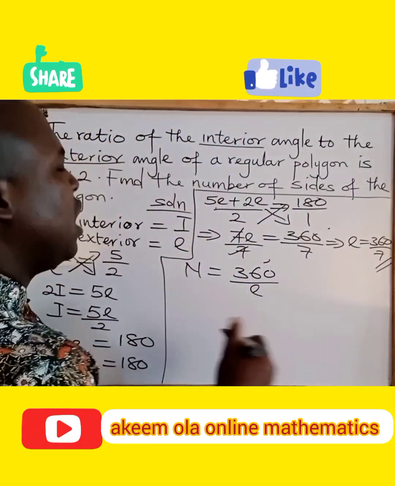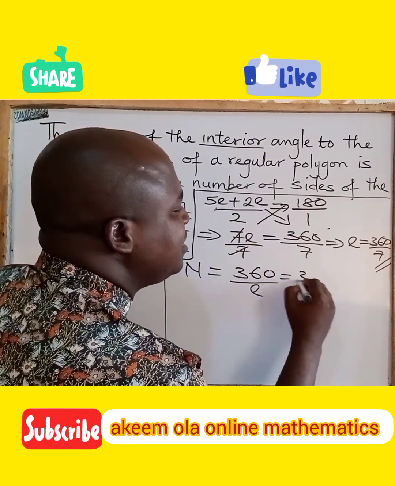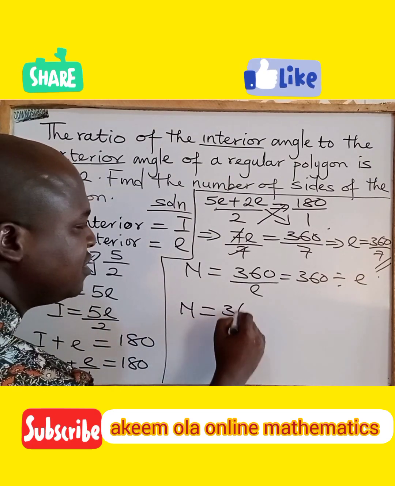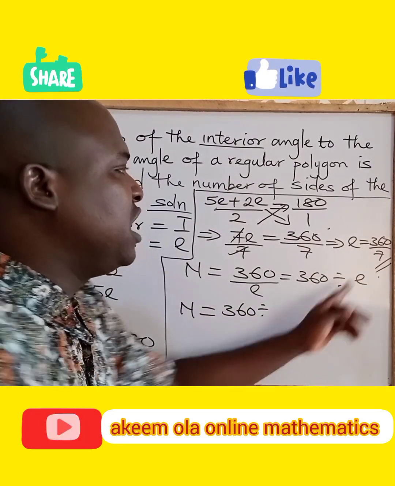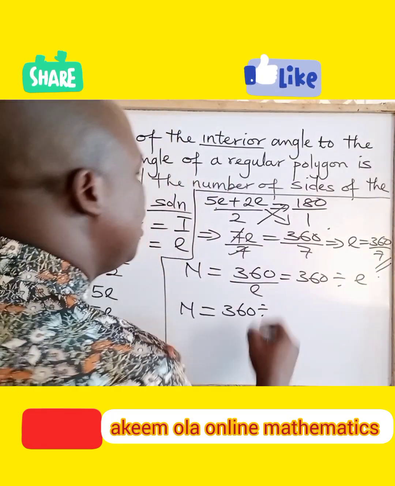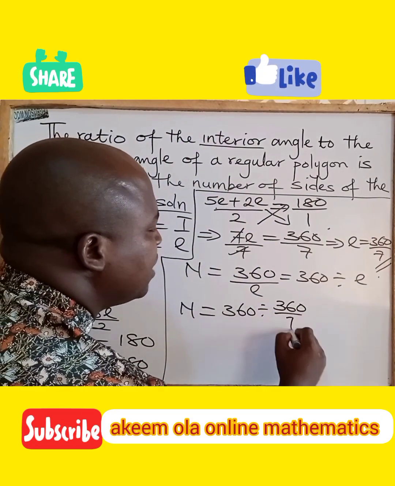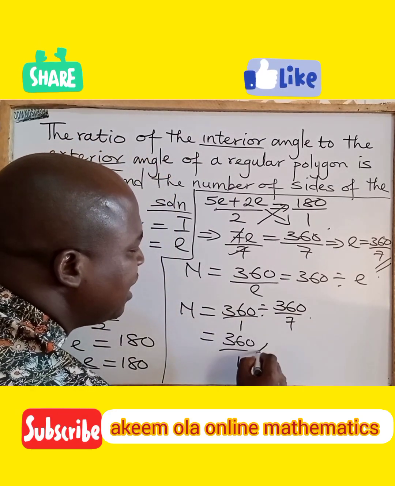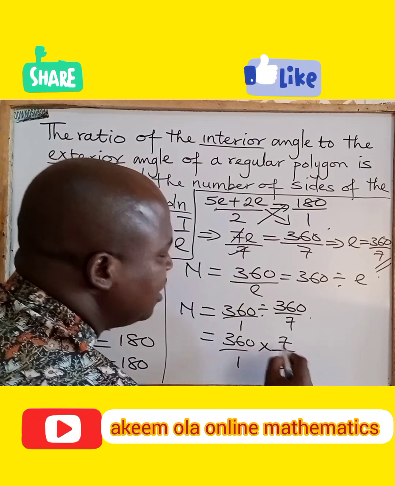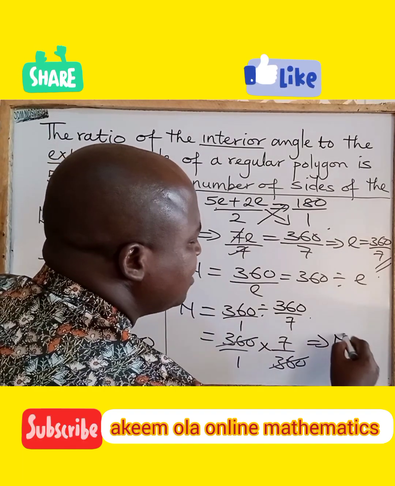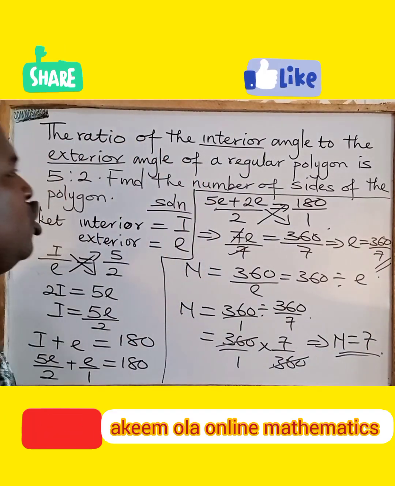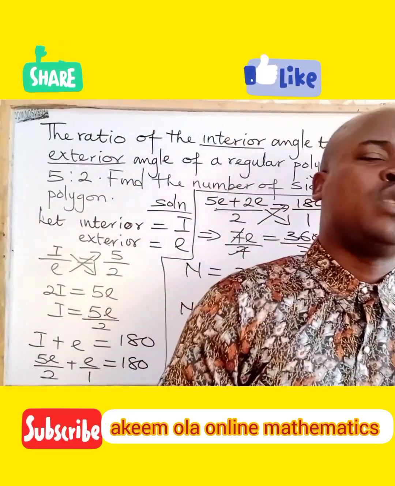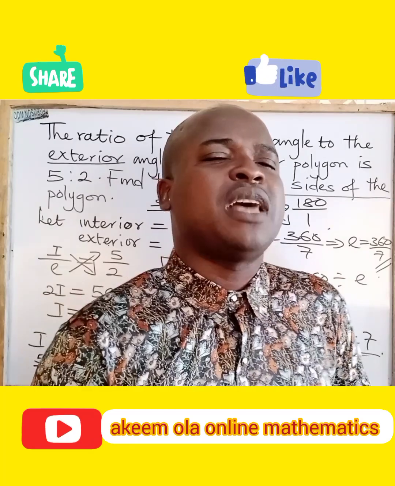The formula can be written as n equals 360 divided by E. So our n will be 360 divided by what is our E? Our E is 360 all over 7. That will give us 360 over 1 times 7 all over 360. The 360 will cancel. This implies our n is equal to 7. So the number of sides of this particular polygon is 7, and that particular polygon is known as a heptagon.